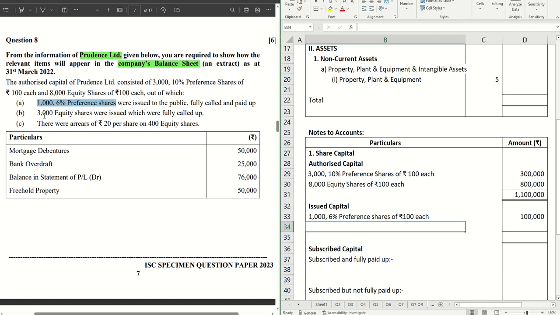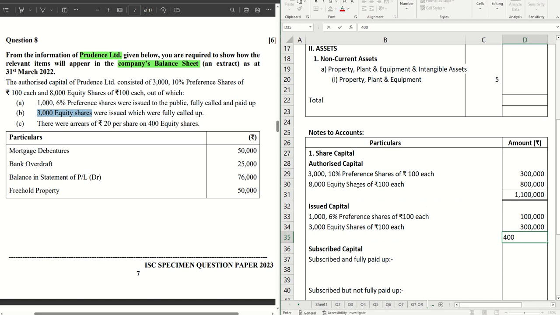And then we have 3,000 equity shares. Again, these were issued, which were fully paid up. So again, 3,000 equity shares of rupees 100 each. We can just mention this. This is also for information purpose. It doesn't reflect in the main balance sheet. So 4 lakh we mentioned here as issued capital. All right, this one is done.